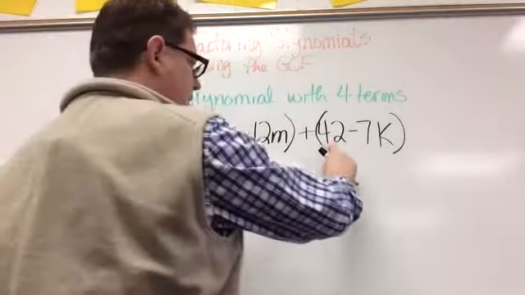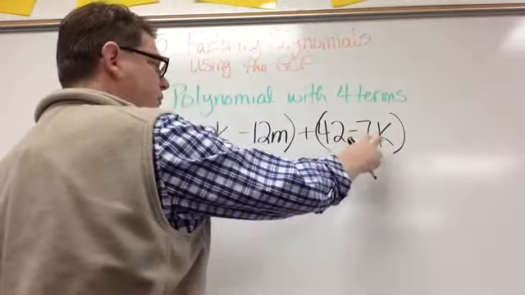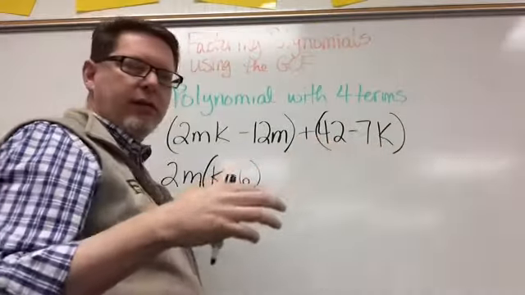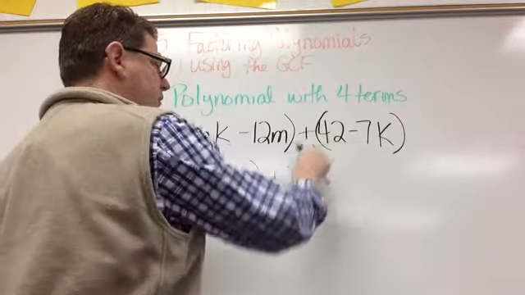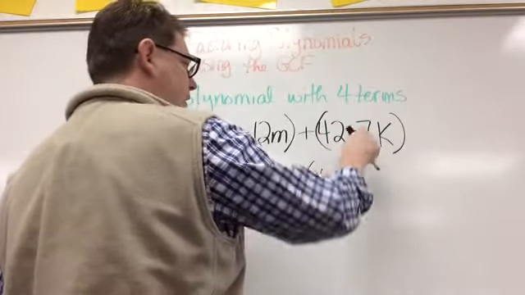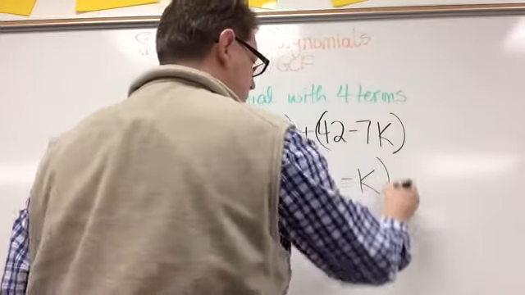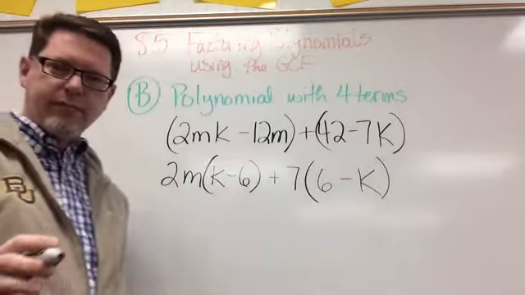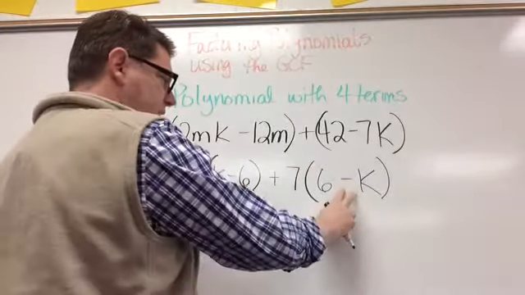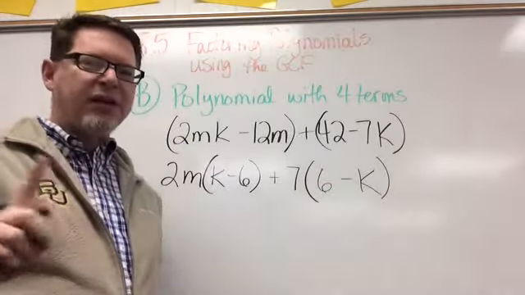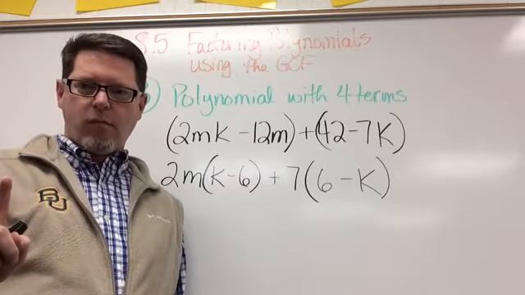And now we're going to go over here and we have 42 and negative 7k. So the greatest common factor between 42 and negative 7k would be 7. So we're going to do plus 7. And then I have 42 divided by 7 is 6, and then negative 7k divided by 7 is negative k. And Houston, we have a problem, because I have k minus 6 over here and 6 minus k over here. Those two are not the same. So we've got to do something to make them the same.